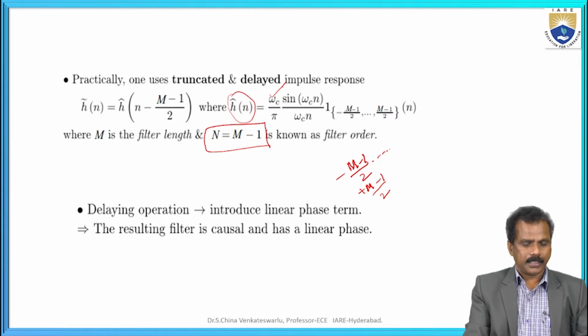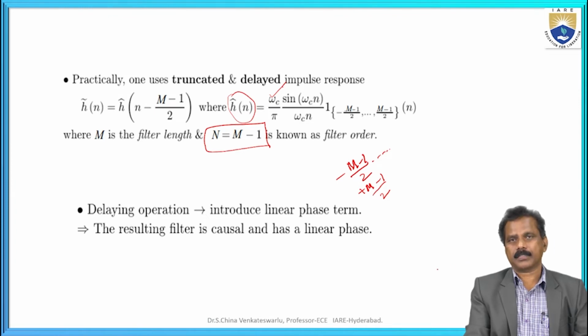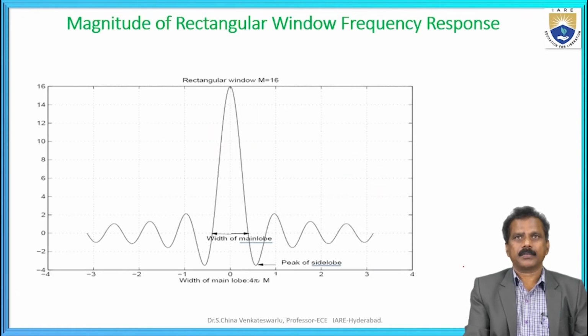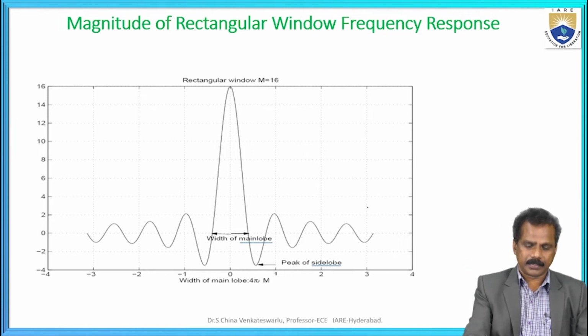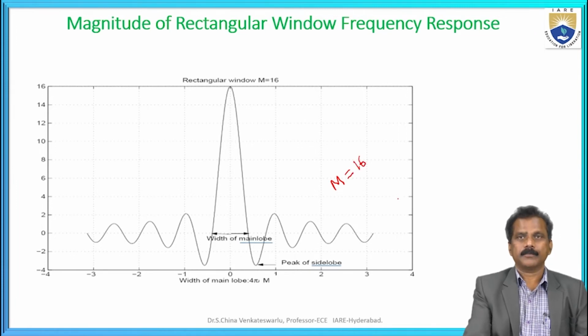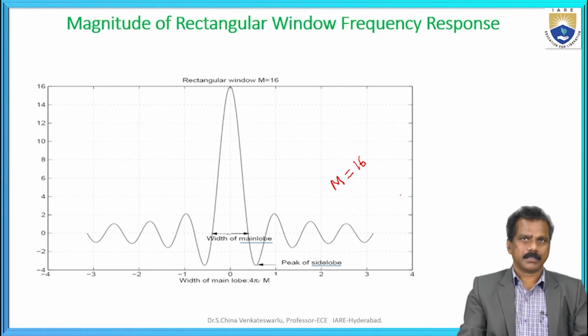So you have to observe that the delaying operation introduces a linear phase term. The resulting filter is causal and has linear phase. Otherwise, it is non-causal and non-linear phase. So the magnitude of the rectangular window frequency response is like this. If it is a rectangular window, M is specified, say 16. Based on that, the width of the main lobe, the side lobes and the peak of the side lobes can easily be observed. This is the magnitude of the rectangular window frequency response.